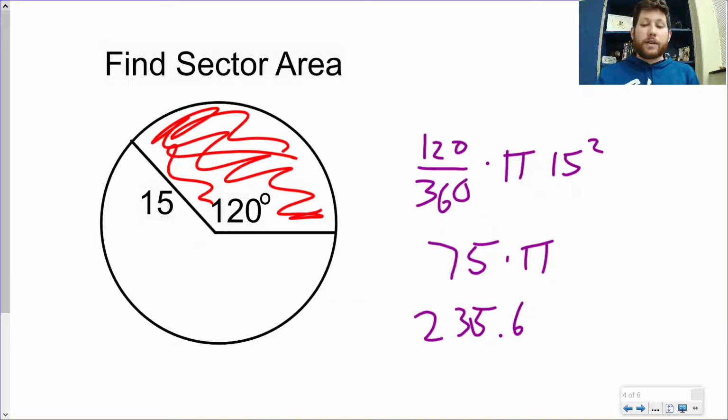So as always, pay attention to what the prompt is asking for. If it asks you to round to the nearest tenth, that means multiply pi in. If it asks in terms of pi, that means an answer like that, some number times pi.